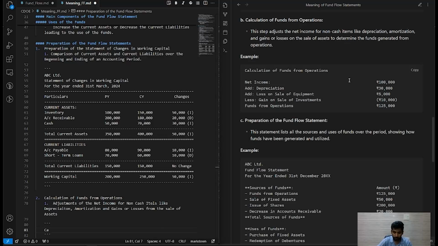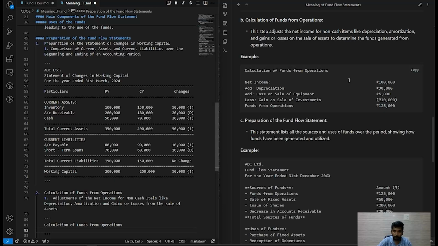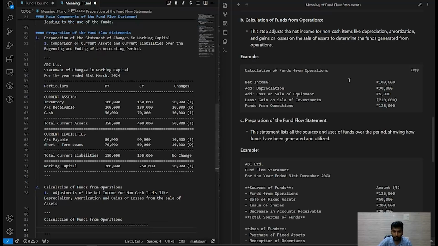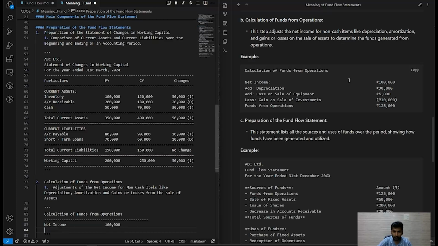So calculation of funds from operations. So first of all, we'll calculate the net income. That is rupees 1 lakh. After that, we will add on the depreciation. Depreciation is rupees 30,000.